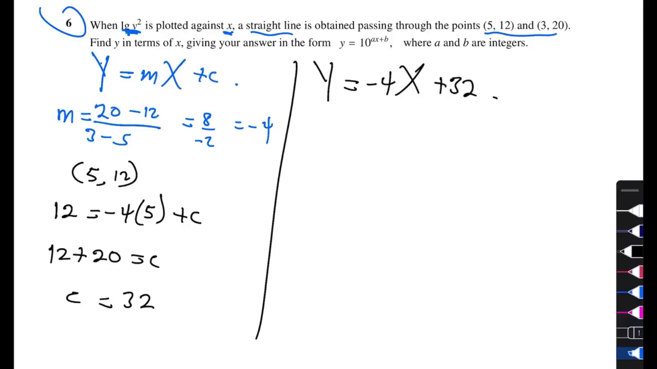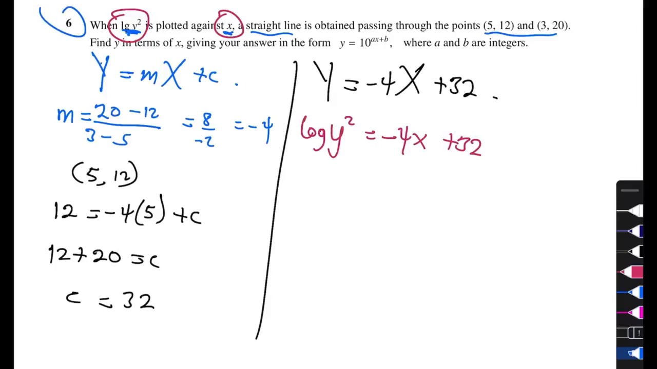Right now, all that we have to do is know what the value of big Y is and what the value of big X is. So big Y is this one and big X is that one. So we can just rewrite it as log y square is equal to negative 4x plus 32. But what is the question saying? The question says find y in terms of x, and we should leave our answer in this form. So we need to find y, not just log y square.